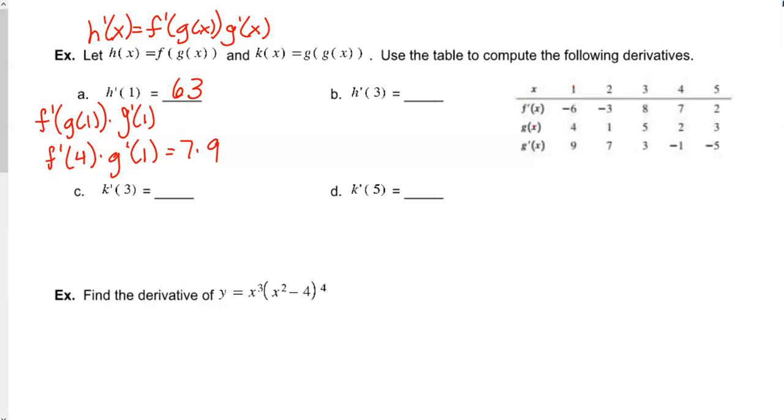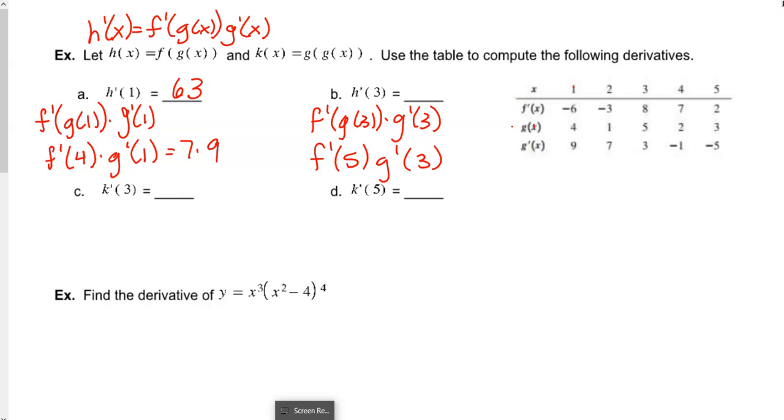Now let's do the same thing with h prime of 3. I have a 3 there, which means I need to put a 3 there and put a 3 there. So I get f prime of g of 3 times g prime of 3. So we need to go to our inside functions first. So let's do g of 3. g of 3 right here is 5. So I need to figure out what is f prime of 5 times g prime of 3.